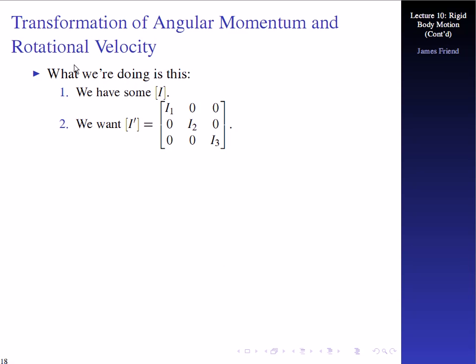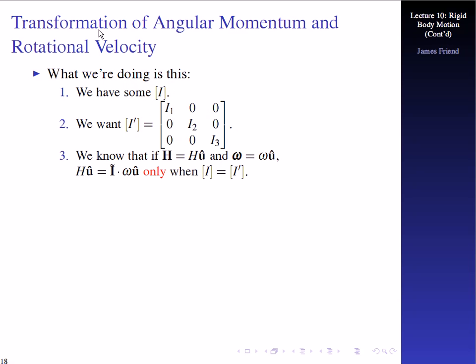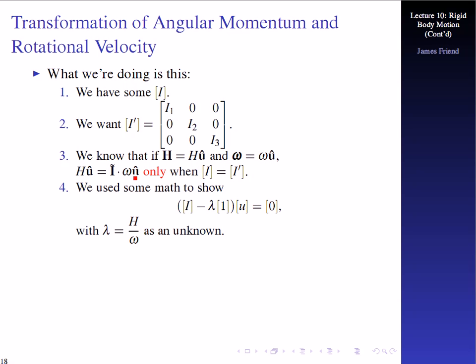So if we have some I, maybe we want to try to find our principal moments of inertia, I1, I2, I3. We know that if H, that's a vector, is equal to a scalar H times U hat, and omega is equal to omega times U hat, then this is only true when we've found I1, I2 and I3, the principal moments of inertia, such that the angular momentum and the angular velocity are along the same directions. And we've shown some math on the past page that this is equivalent to saying we're looking for a lambda value, which is the ratio of the angular momentum to omega, the angular velocity.